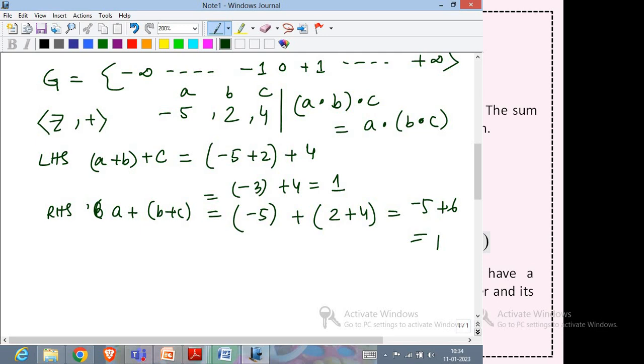Let's see, Z comma multiplication. If multiplication is the operation, is it following the associative rule? Can you check it? It should follow. That's why you can see we have already proved that plus and multiplication form an algebraic structure, so it should follow the associative rule. So that's the catch over here. Correct? So that's how we are going to do it. So the associative rule is done.